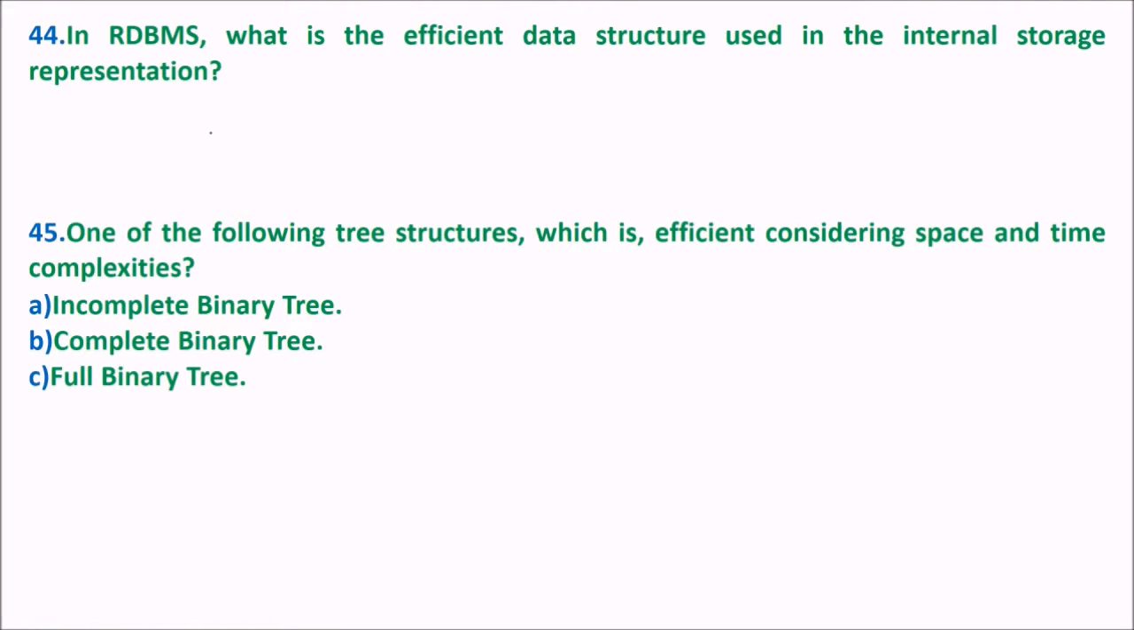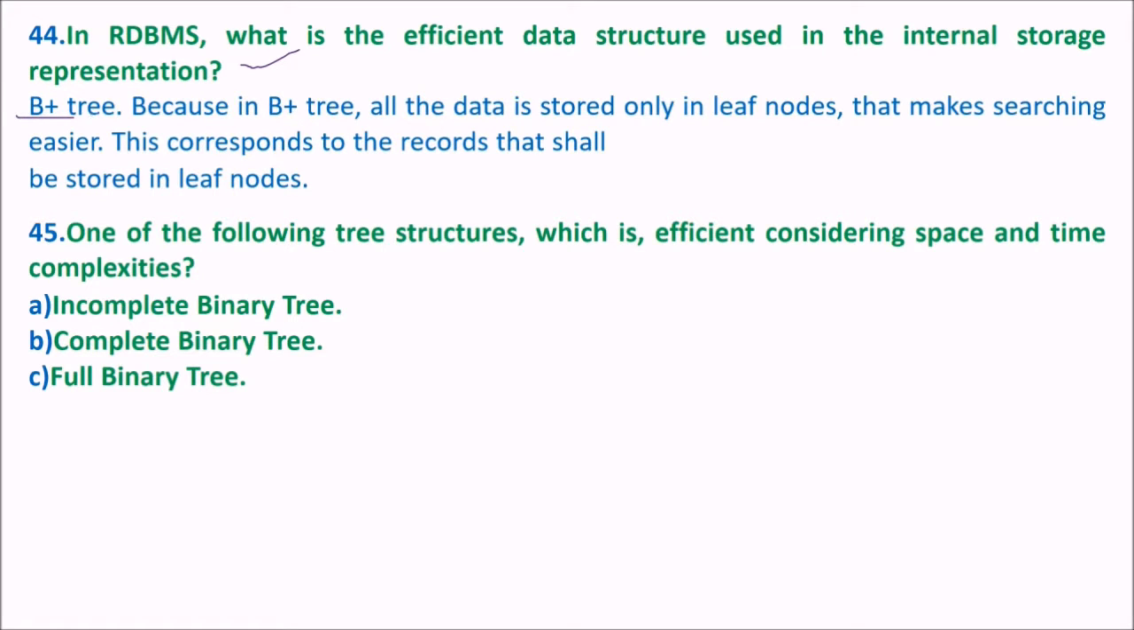In RDBMS, what is the efficient data structure used in internal storage representation? We have seen array of structures, but now what is for internal storage? For that we use B plus tree. Why? Because in this B plus tree, all the data is stored only in the leaf nodes. That makes searching quite easier. So this corresponds to the records that shall be stored in a leaf node.